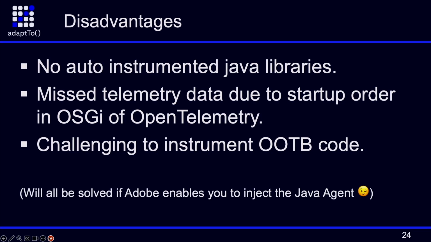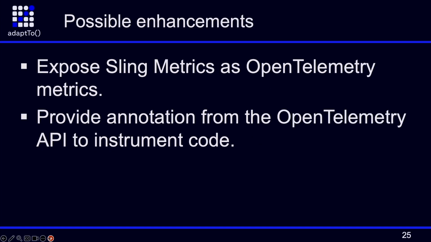So what are the disadvantages of this approach? Of course, no auto-instrumentation. If you use an HTTP client inside your code, or you have some other third-party libraries, they're not auto-instrumented as you would like to have with the Java agent. And also, because OpenTelemetry is an OSGi bundle, it doesn't come up immediately like with the Java agent, where you immediately get all the telemetry data, all the logs. Here you have to wait until the bundle is up, of course. And also, with this approach, it's really hard to instrument out-of-the-box code because you have to write custom code to have the metadata and the traces and the spans there. And this would all be solved if we had the Java agent.